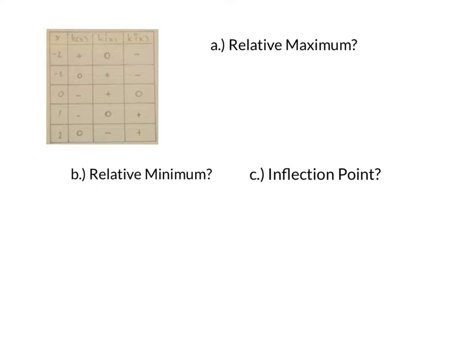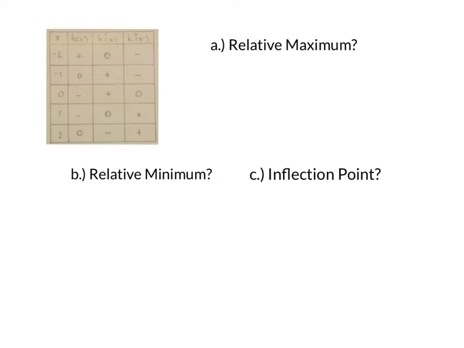In this problem, we're given that k of x is continuous and differentiable over its entire domain, and we're asked to use this table to determine where the relative maximums, minimums, and inflection points could be. In order to find a relative maximum and a relative minimum, they're going to happen at critical points.